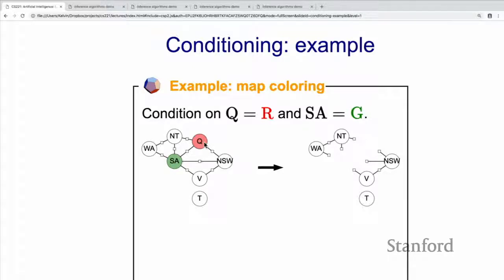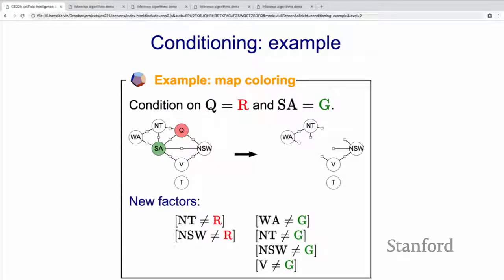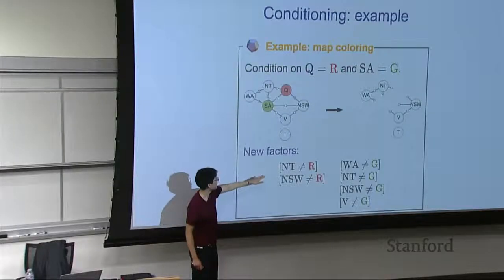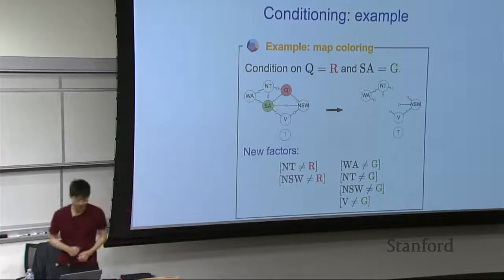And so now we have a graph. All the remaining factors that still have variables connected to them, they're still there. But the key idea now is that these two things are separate. So I can optimize WA and NT by itself, and then I can optimize V and NSW by itself. And that gives us sort of large savings. Okay. So if you remember the original factors that were in this problem, basically the new factors in this new graph are saying, well, NT can't be red, NSW can't be red, and then these guys can't be green, conditioned on me setting Q to red and SA to green.